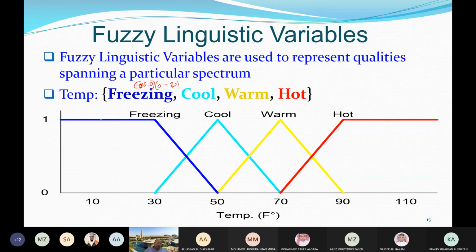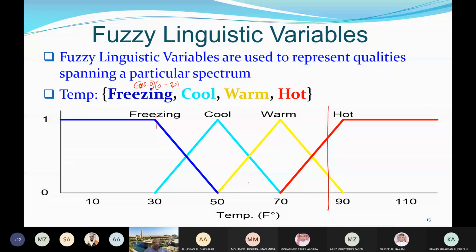But if you express it as fuzzy variables and also fuzzy values, then you have freezing here, and then you have a gradual change, and then you have cool. This is the function of cool, and this is the function of warm, and this is the function of hot. So in real life, if you measure a temperature, for example, the temperature is here.